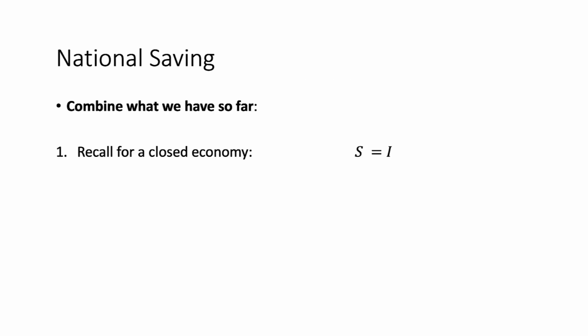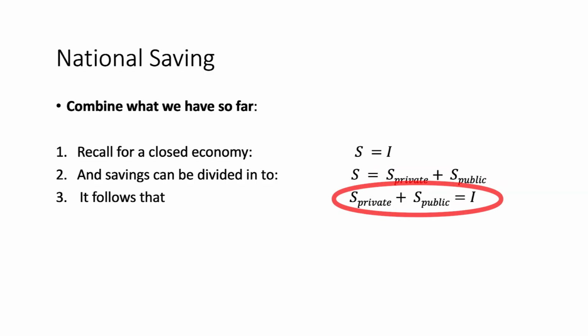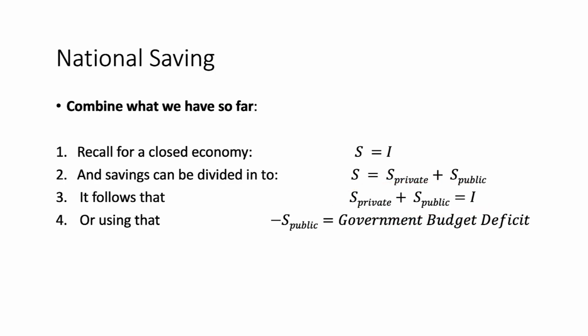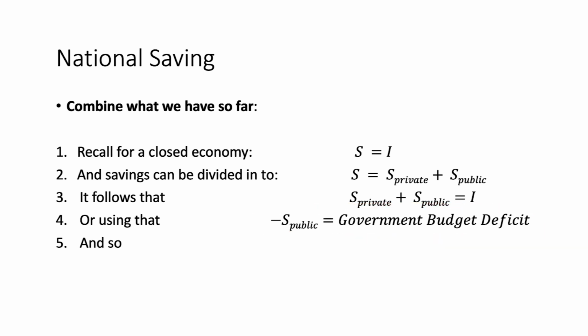put everything together. So we had for a closed economy, national savings equal investment. Then we said we can divide national saving into private and public savings. So if we combine both of those things, we have private savings plus public saving equal investment. Or just to keep in mind that governments typically are running a budget deficit, they're spending more than what they collect in taxes, we will have minus public savings called government budget deficit.